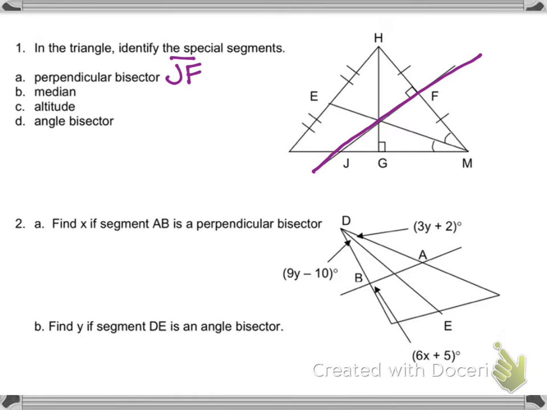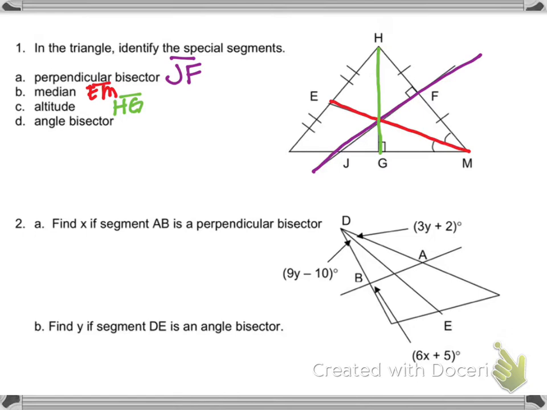So the next one is a median. Here we're looking for the line that comes from a vertex, and it needs to be cutting a side in half. If you look at EM, it is cutting that side in half, and it's coming from a vertex. And then the third one, we're looking at an altitude. An altitude is just that perpendicular line, but it has to be coming from a vertex. So if you look at HG, that's going to be our altitude here. Notice it's not cutting a side in half or anything. It is just a perpendicular line coming from a vertex.